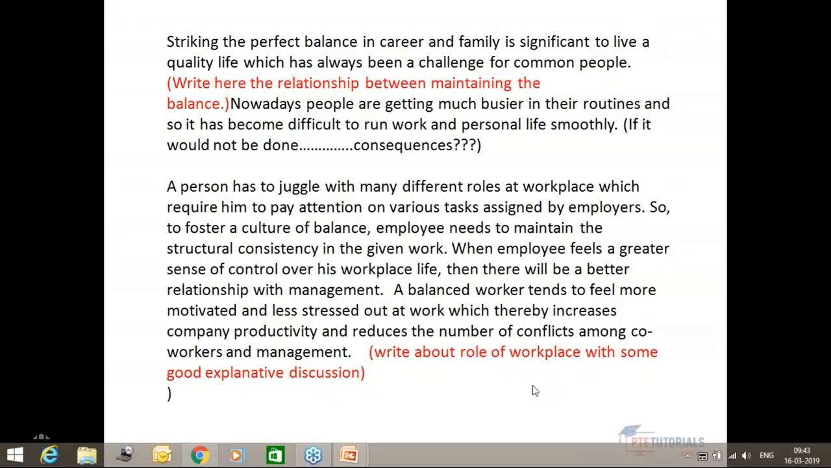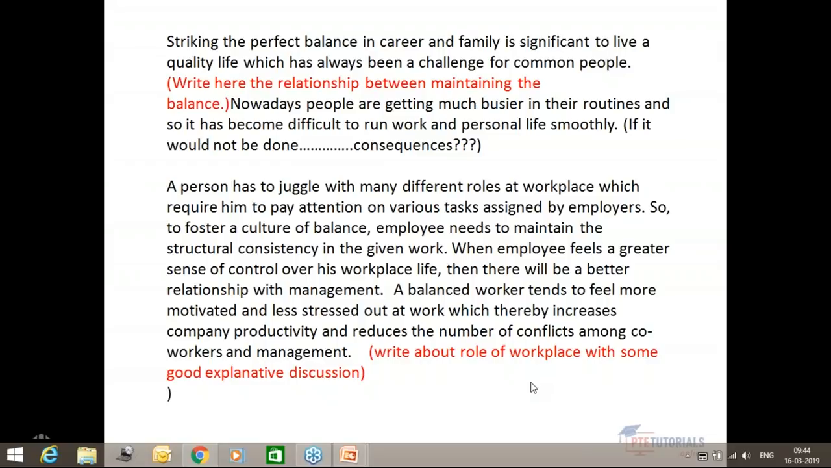So let's check it. I have started my introduction with the line, striking the perfect balance in career and family is significant to live a quality life, which has always been a challenge for common people. Right here, the relationship between maintaining the balance, how actually it goes. After that, nowadays, people are getting much busier in their routines, and so it has become difficult to run work and personal life smoothly. Here you have to write, if it would not be done, what will be the consequences? So that one coherence will be there.